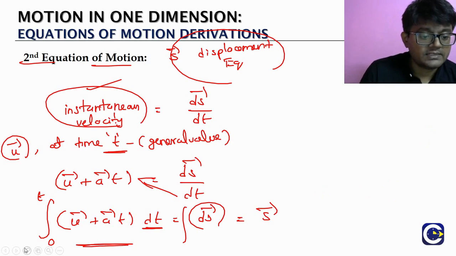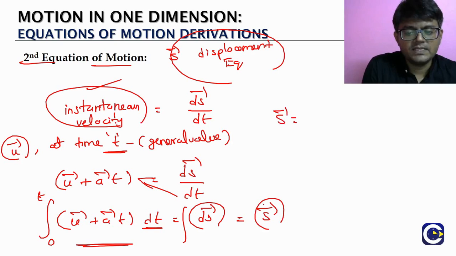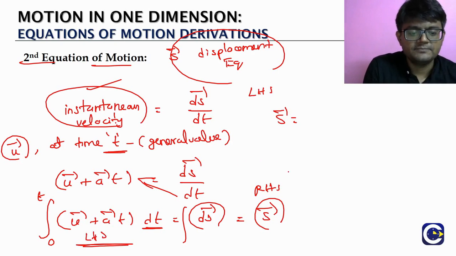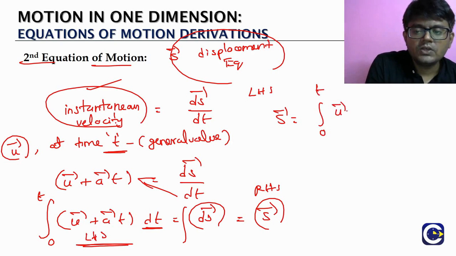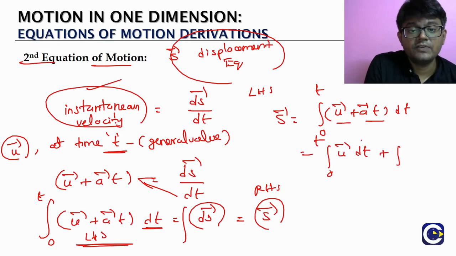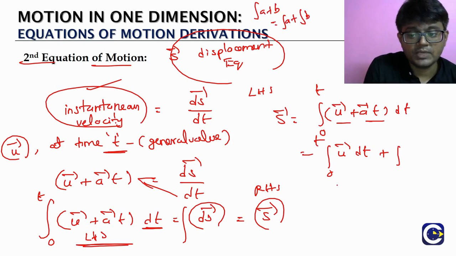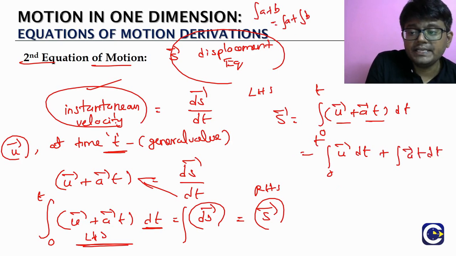Now our task is to simplify this left hand side expression. The right hand side is giving us the total displacement. We'll express the RHS onto the LHS because that is how we want to write the final formula. So we have the integral from 0 to t of (u + a t) dt. Here we will split the integration: integral 0 to t of u dt plus integral 0 to t of a t dt. This is a property of integration. If you have the integral of a plus b, that can be written as integral a plus integral b.